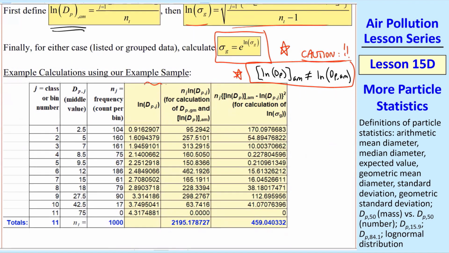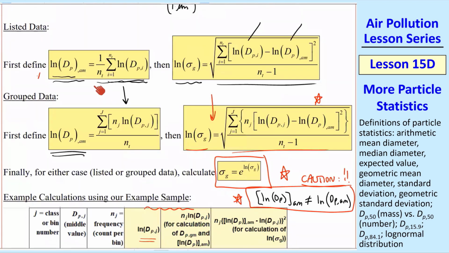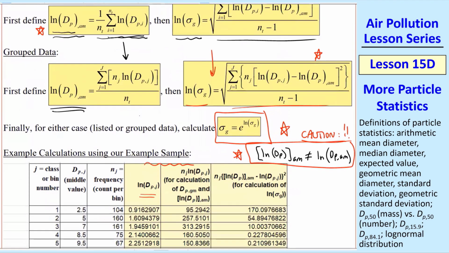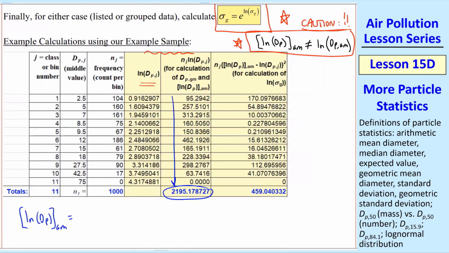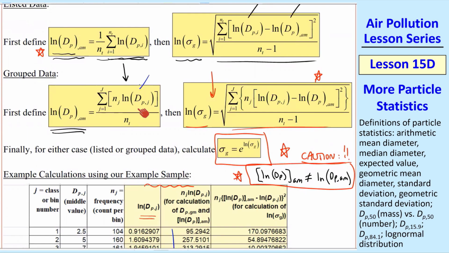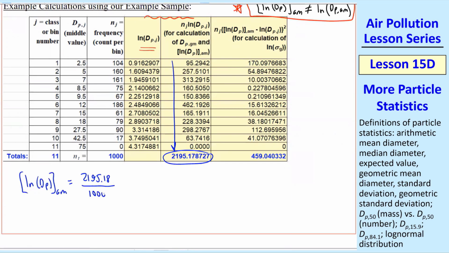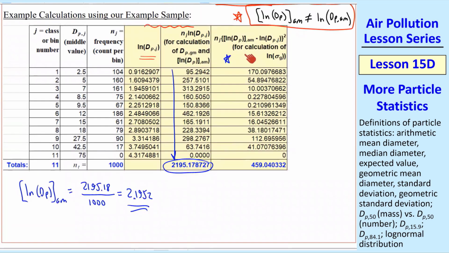We already had these 2 rows in a previous page, natural log of dpj and then nj times that. So first we have to calculate natural log of dp, the arithmetic mean, from up here. So we'll do that first. It's the sum of all these guys, nj natural log dpj, that's this, divided by nt. Now I use that in this column.